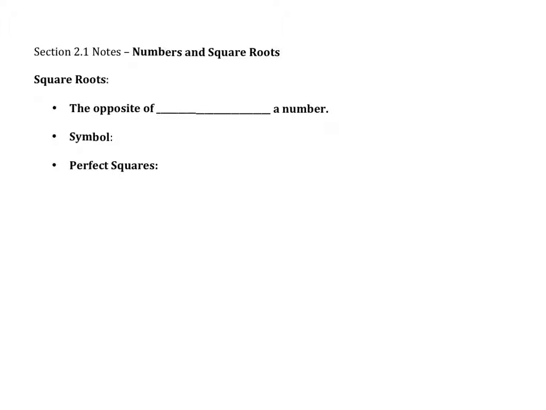In section 2.1, we're going to look at all the different kinds of numbers and the number sets, and also we're going to look at square roots. First, let's define what square roots are. A square root is the opposite of squaring a number. The symbol you use for a square root looks like this, kind of like a check mark. So if I said the square root of 9, it would look like that.